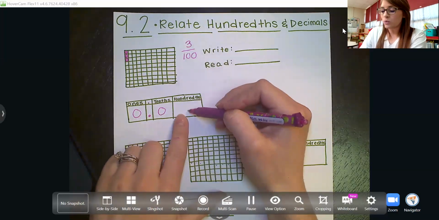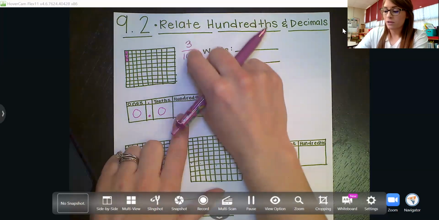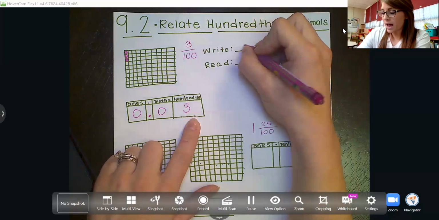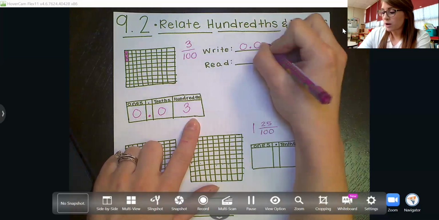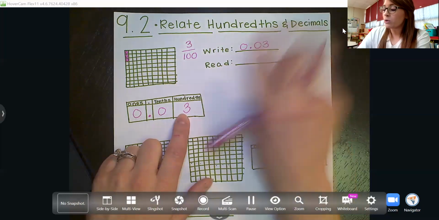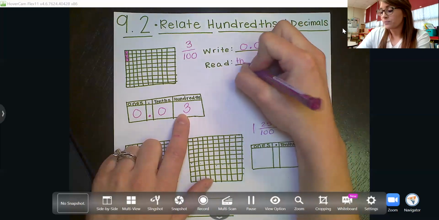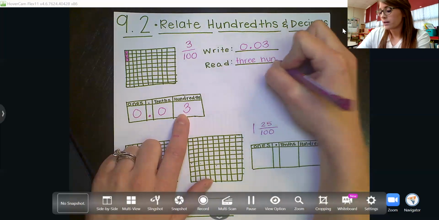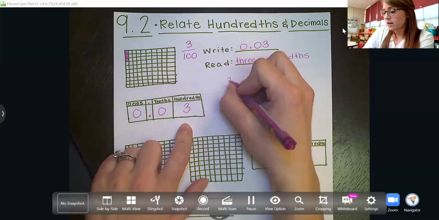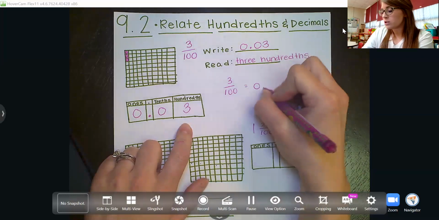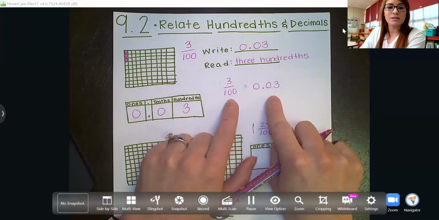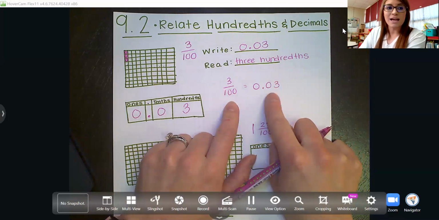How many hundredths do we have? Very good. We have 3 hundredths. So we would write 3 hundredths as 0, decimal point, 0, 3, making sure that that numerator is in that hundredths place. Very good. And we would read it just like this, 3 hundredths. It's exactly how we would read it. So 3 hundredths is equivalent to 0, decimal point, 0, 3. Both of these represent 3 hundredths. One is just a fraction and the other is a decimal.